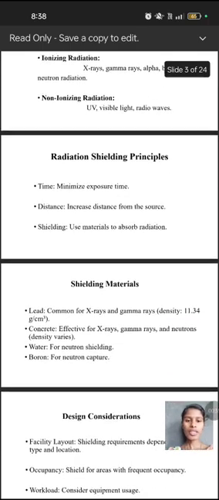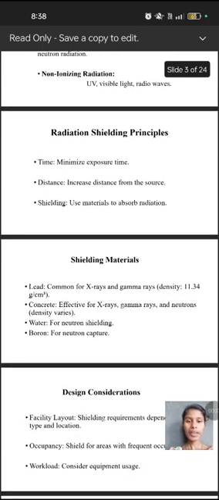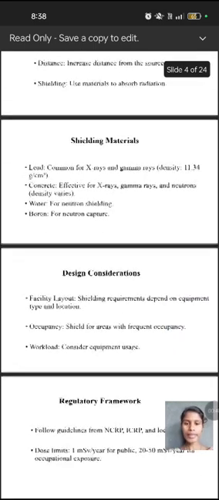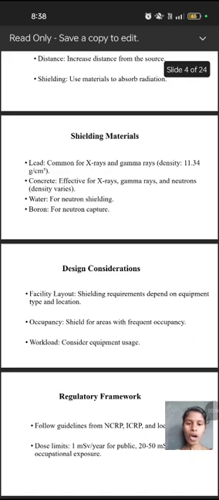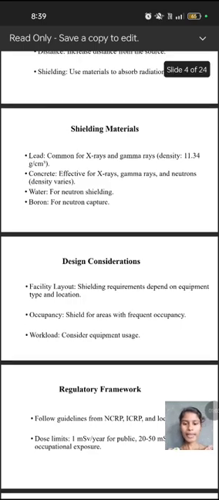The radiation shielding principles are time: minimize time of exposure. Distance: increase distance from the source. Shielding: use materials that absorb radiation. The shielding materials are lead, which is commonly used for X-rays and gamma rays. Concrete is effective for X-rays, gamma rays and neutrons. Water is neutron shielding. Boron is for neutron capture.